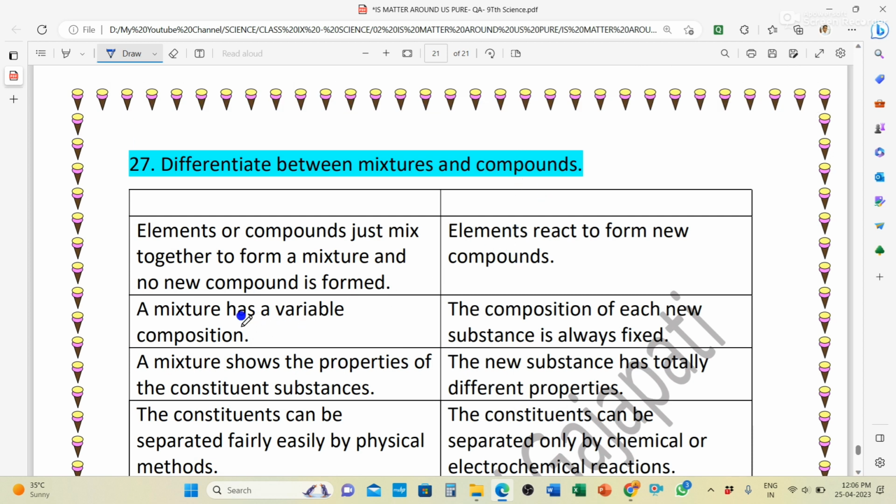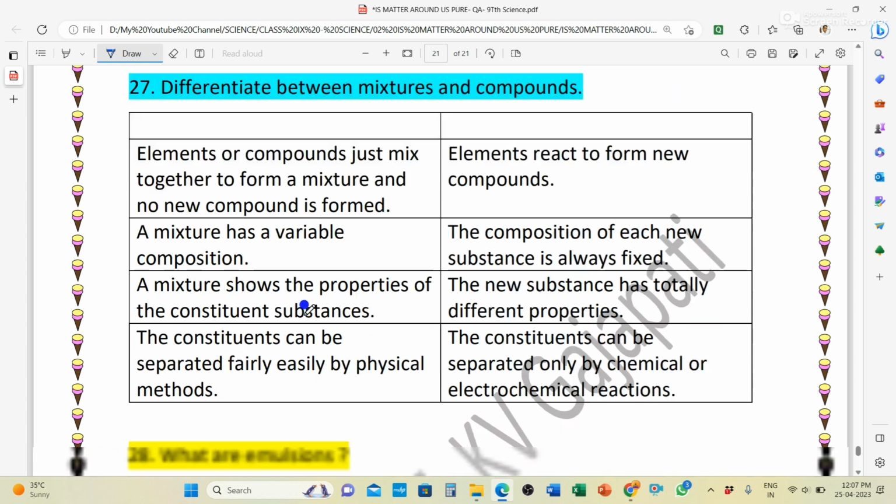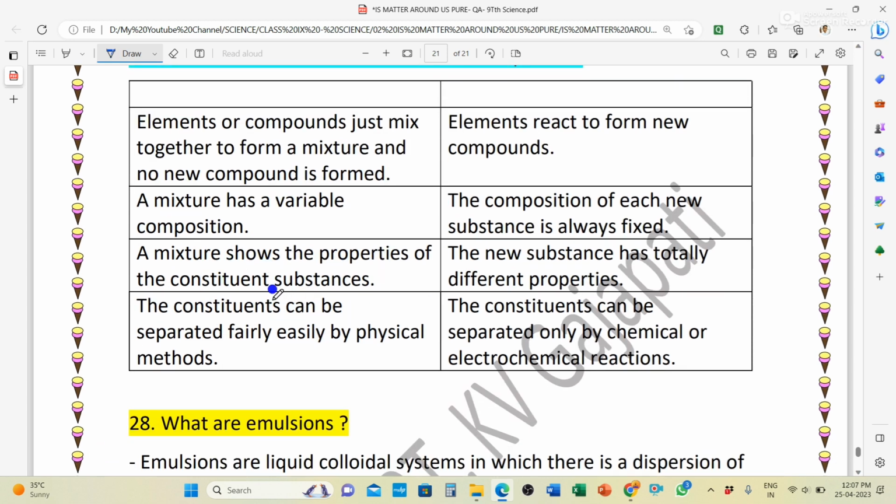A mixture has a variable composition. The composition of each new substance is always fixed. So a compound has fixed composition, fixed proportion, but a mixture has variable composition. A mixture shows the properties of the constituent substances, but a compound does not show the properties of its constituents. In a mixture, the constituents can be separated easily by physical methods. But in compounds, we have to follow chemical methods. We cannot separate the components using a physical method.